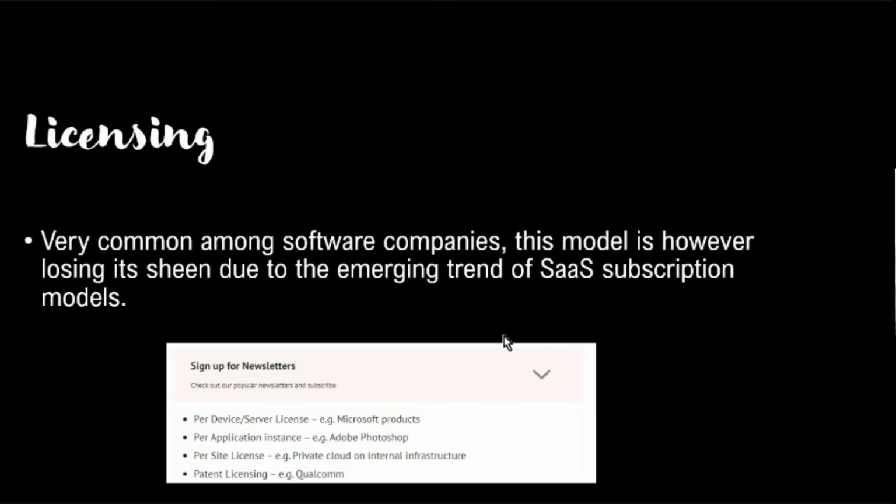Then we also have licensing. This is very common among software companies. However, this model is losing its sheen due to the emerging trends of the SaaS subscription model. Licensing could also be for usage, which is the model for intellectual property, the patents, the copyrights, and also the trademarks. This type of license is usually limited by time and also by territory, types of products, and also volume. The other kind is for certification, like the McAfee Secure trust marks used for internet websites.